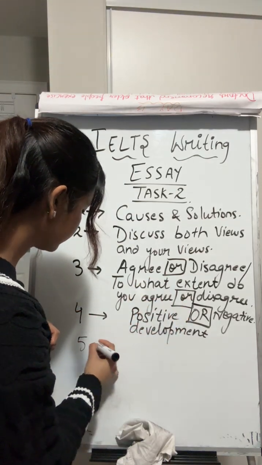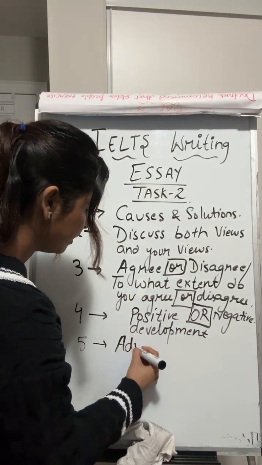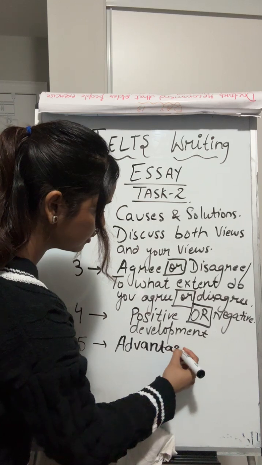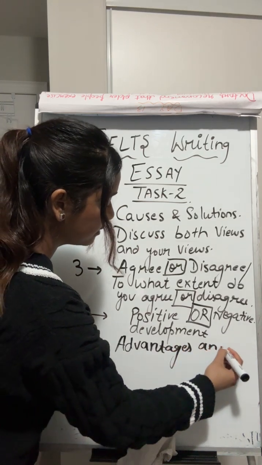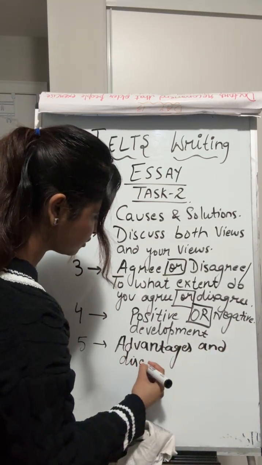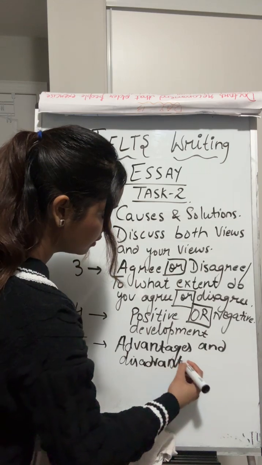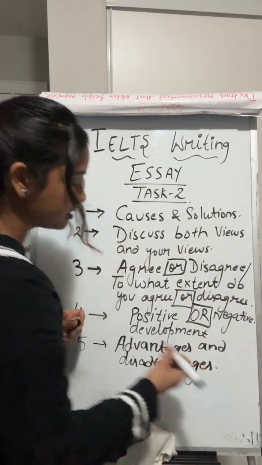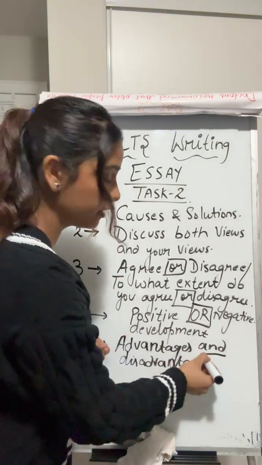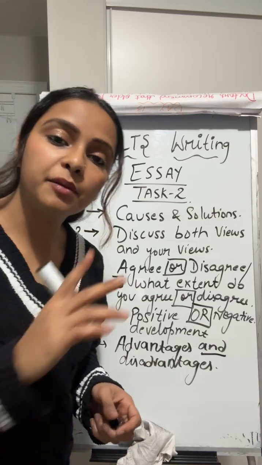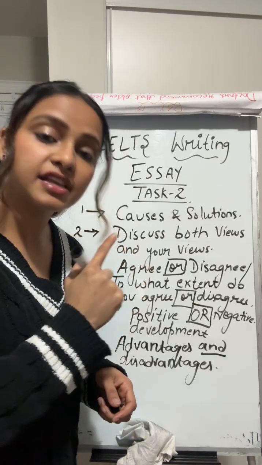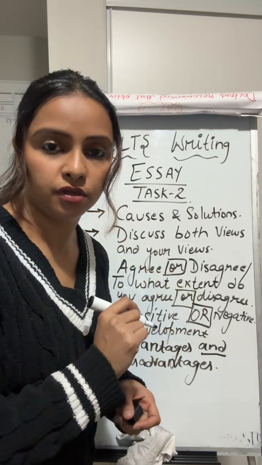The last type of essay is called advantages and disadvantages. So advantages and disadvantages means there is not 'or' here, there is 'and'. That means you have to write advantages and disadvantages both.